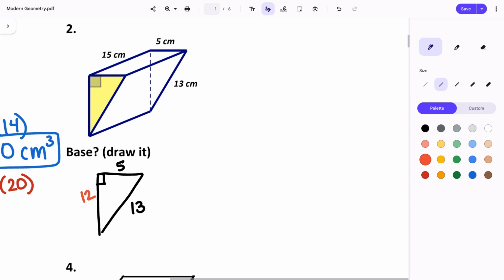Now, if you don't remember us talking about that in class, you can still use a squared plus b squared equals c squared to figure that out. You would just do 5 squared plus b squared equals 13 squared, and you would still get 12.